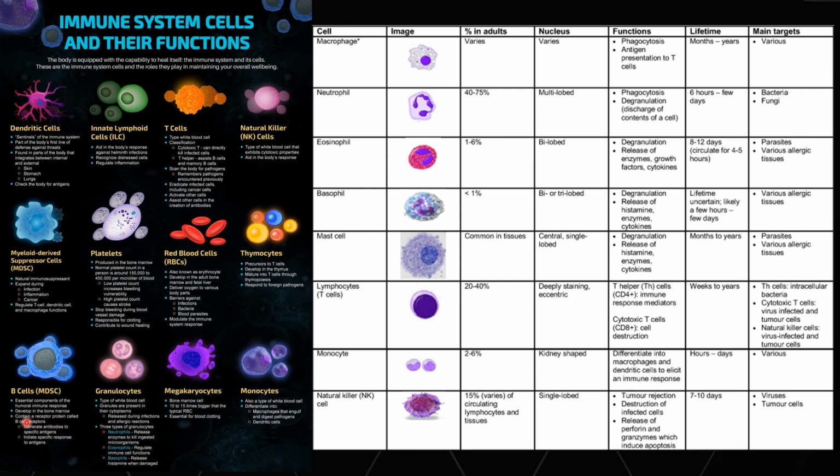Then B cells, they are an essential component of the humoral immune response. They develop in the bone marrow and mature in the spleen. They contain a receptor protein called the B cell receptor. They generate antibodies to the specific antigen and initiate a specific response to the antigen. They also make memory B cells so that there is a secondary immune response whenever the same antigen is re-administered. So likewise, we have a list of all the immune system cells and their respective functions. If I'm missing anyone, you can check this slide and read the functions again.